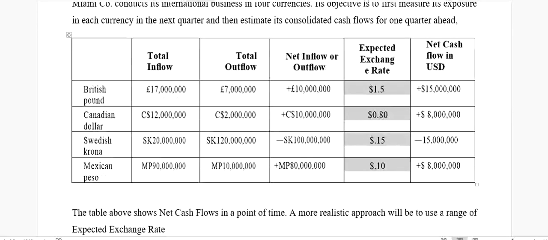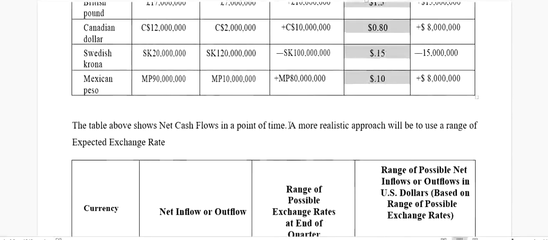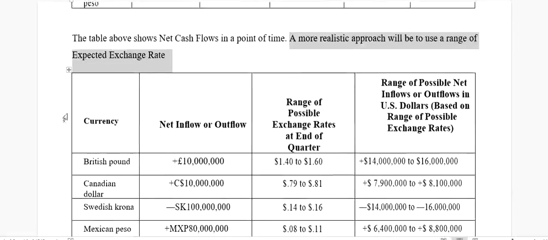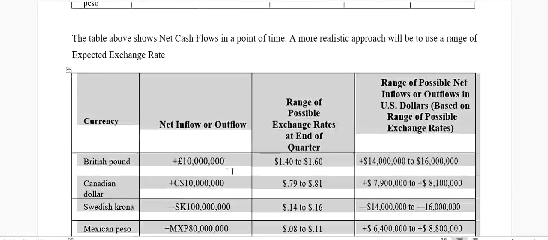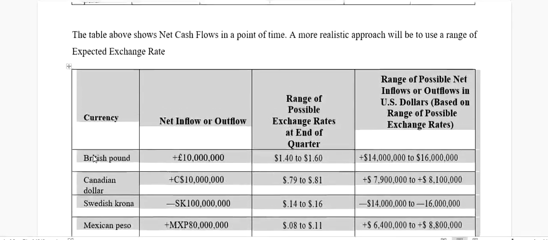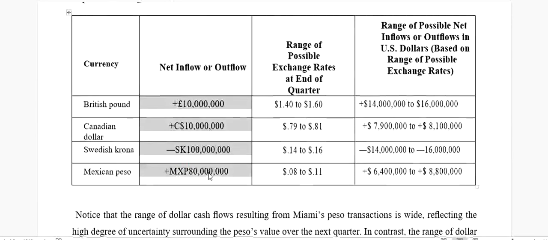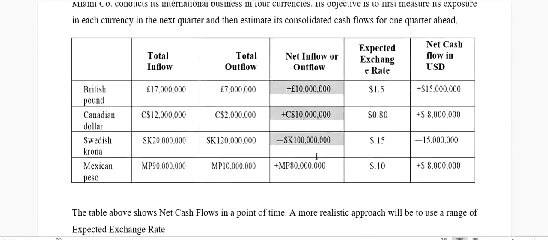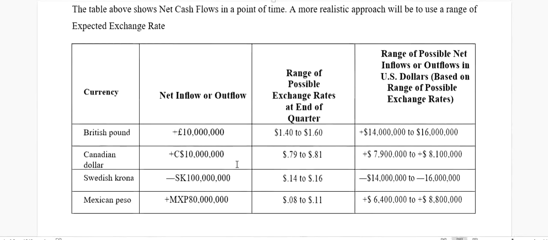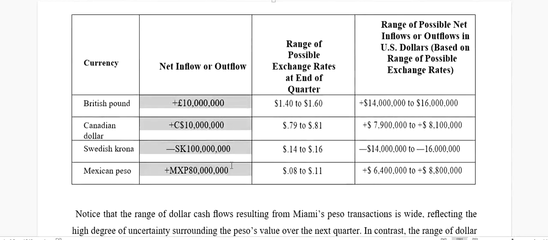So let's go to a better approach where we do not rely on a single expected exchange rate value. A more realistic approach would be to rely on a range of values. For the range, I have prepared this table. Our investments are in 4 countries with 4 currencies that will affect our cash flows. Then I have copied the net cash flows data from the previous table.